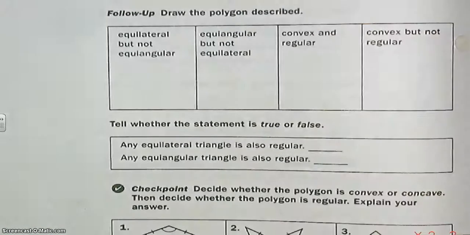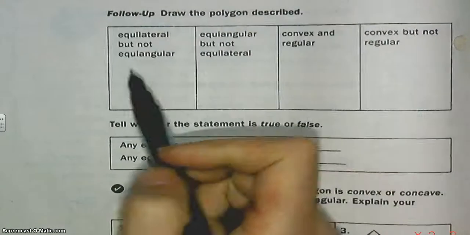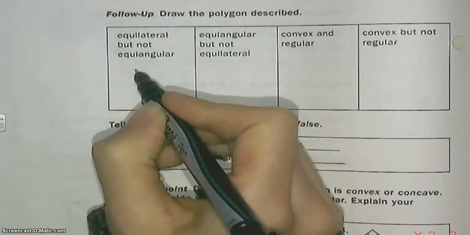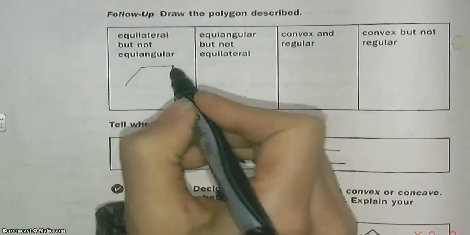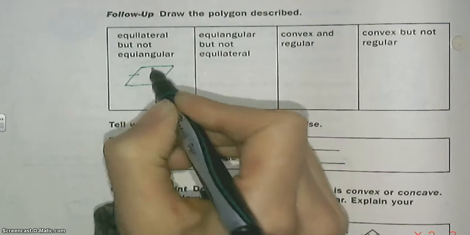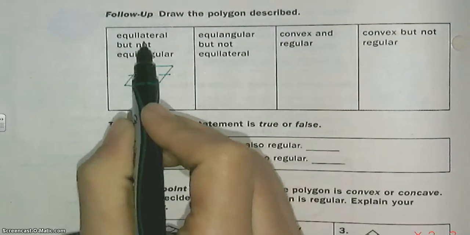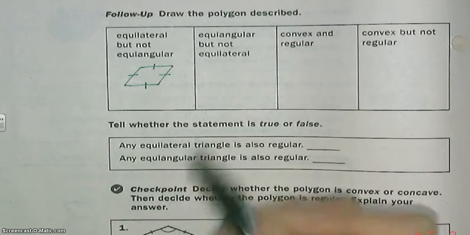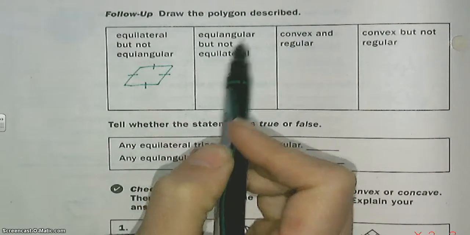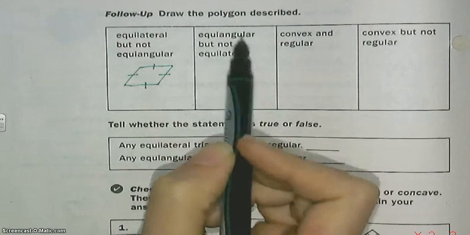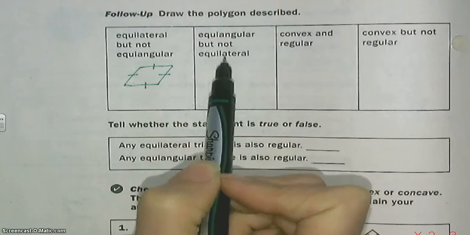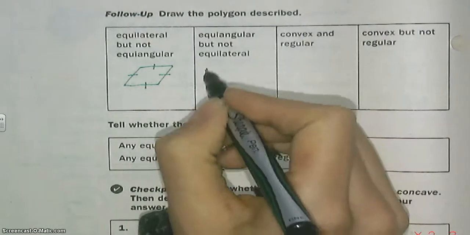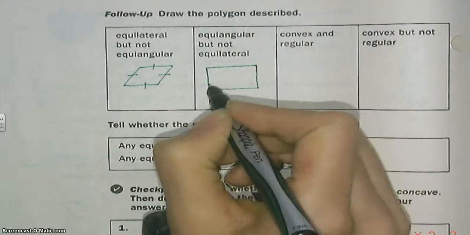Draw the polygon described. Equilateral, but not equiangular. Okay, so for this, we could draw a rhombus if we wanted. Look, all 4 sides are the same, but not all the angles are the same. Equiangular, but not equilateral. So all the angles are the same, but not all the sides. For that, we could draw a rectangle.